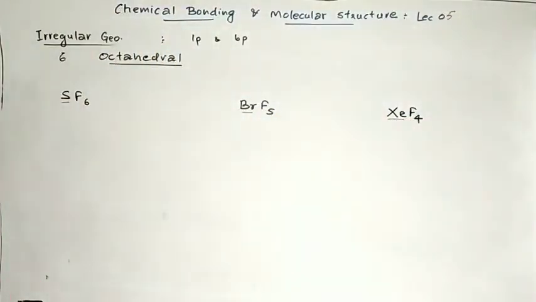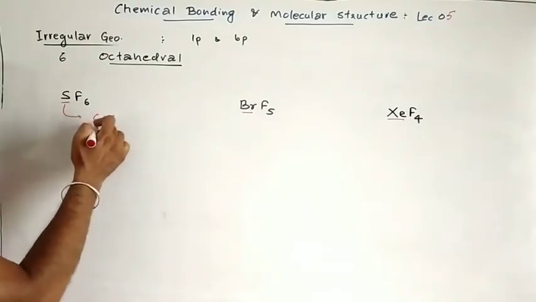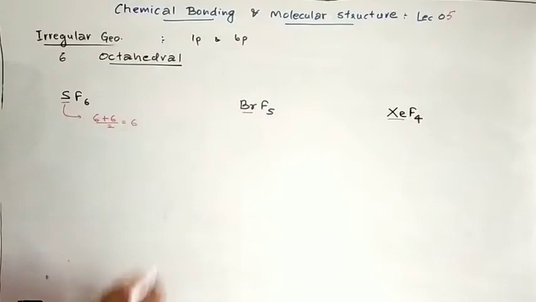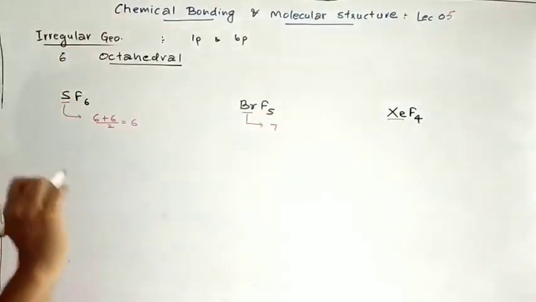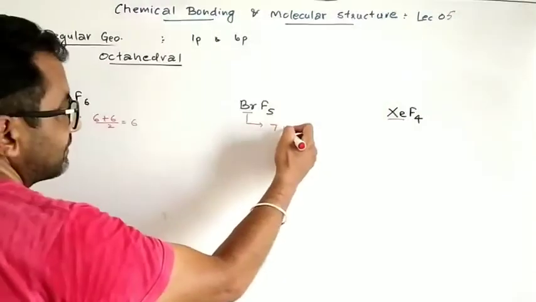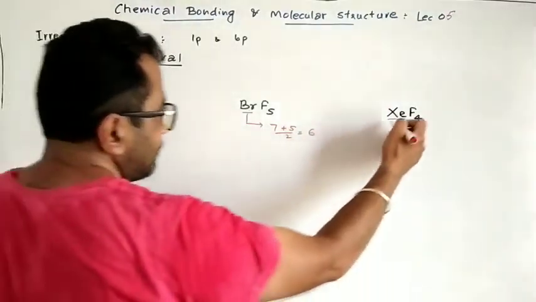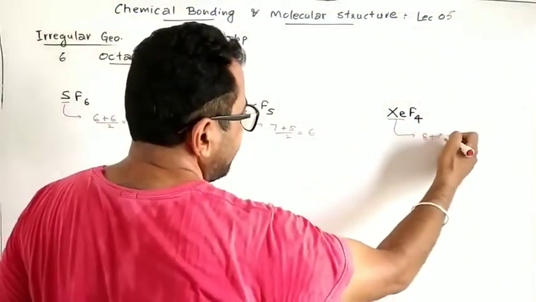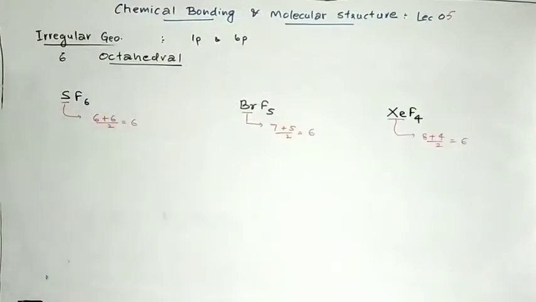Find out the number of electron pairs. Sulfur has valence 6, 6 plus 6 divided by 2, 6. Bromine has valence electrons 7, it belongs to halogen, plus monovalent 5, again 6. Xenon belongs to noble gases, 8 plus 4 divided by 2, 6. So all the 3 molecules have 6 electron pairs, so all have the same geometry, octahedral.